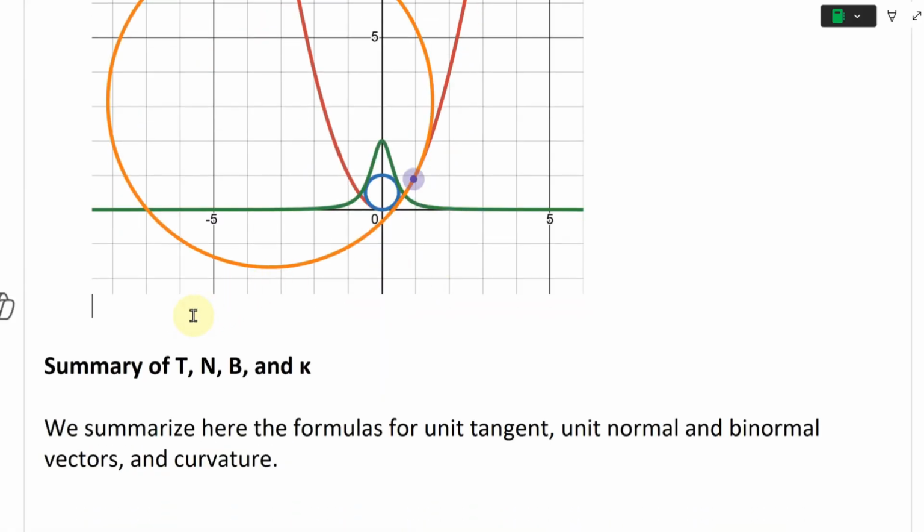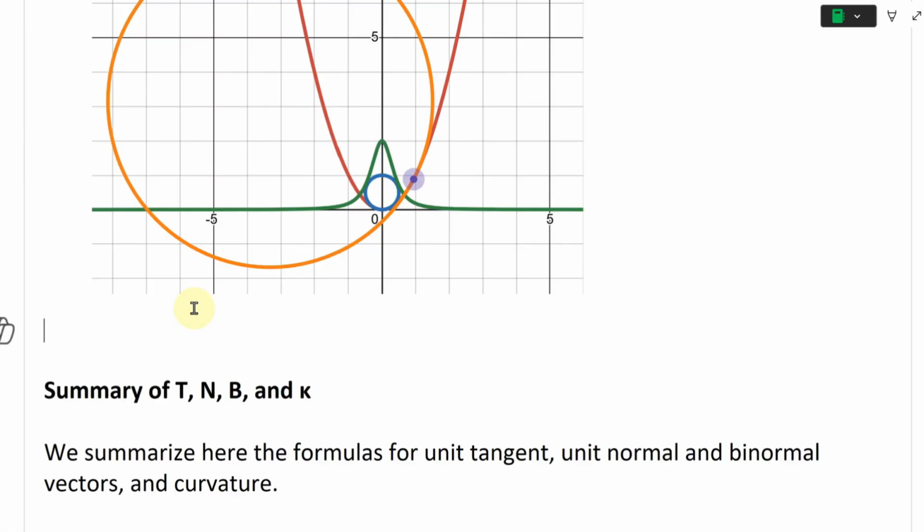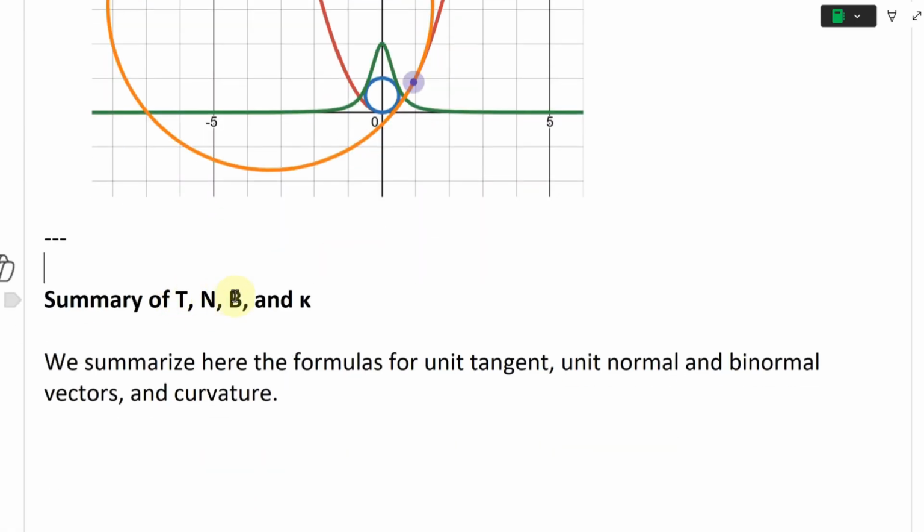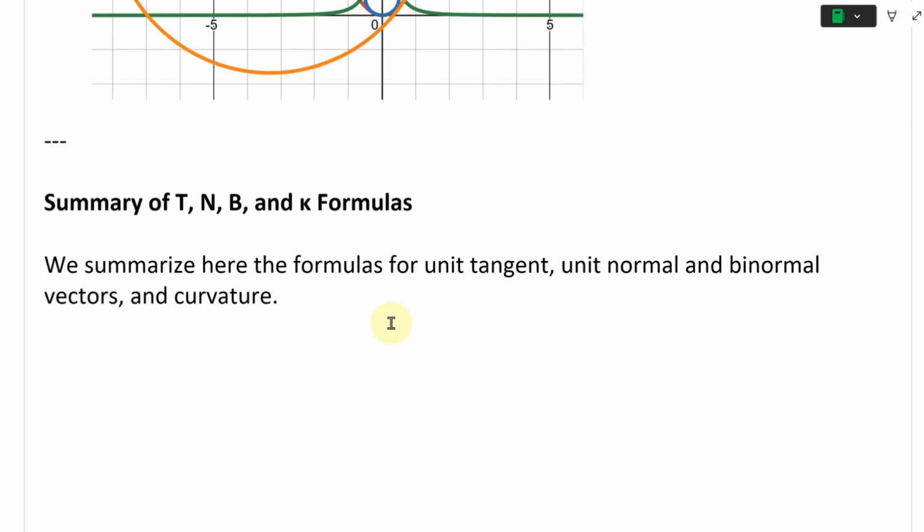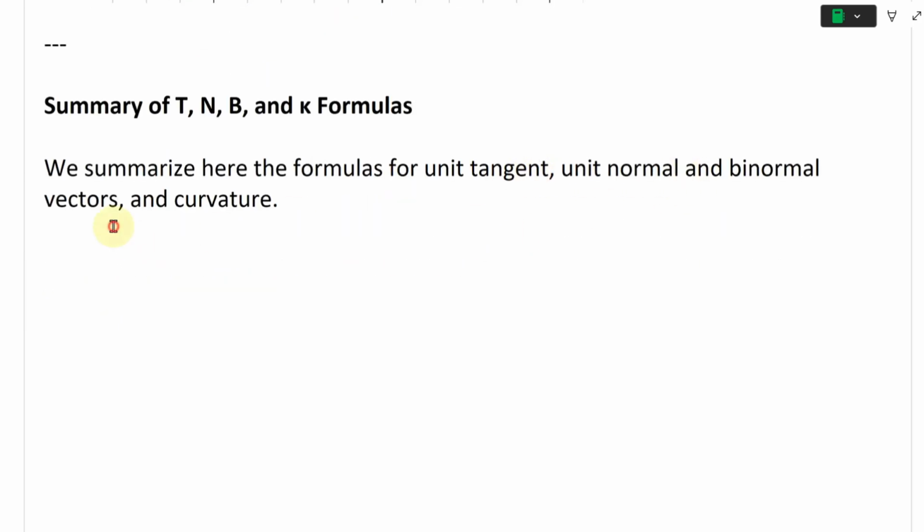So let's continue further, and let's take a quick look at the summary. Summary of T, N, B, and kappa: the tangent vector, normal, binormal, and curvature formulas. So we summarize here the formulas for the unit tangent, unit normal, and binormal vectors and curvature. So basically all the equations of those.